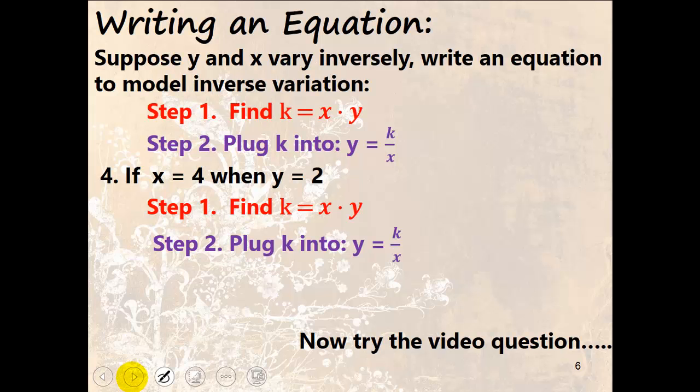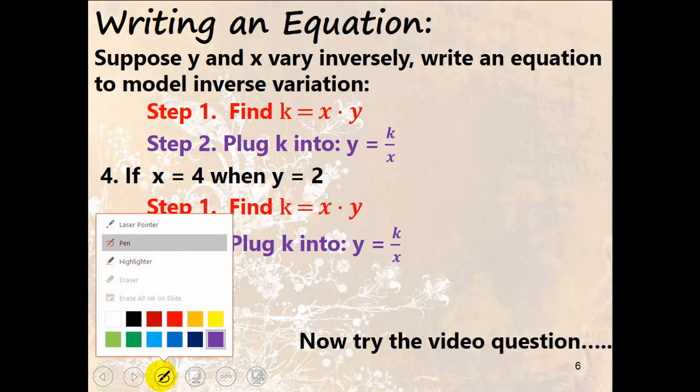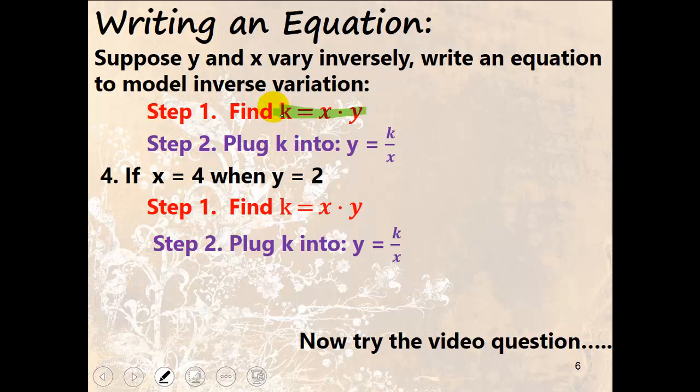So the next thing we can do with inverse variation, once we find k, is write an equation to model the inverse variation. It works the same way, you just have to choose the right relationship for k and the right relationship for the inverse variation. What you need to know for inverse variation, as we've talked about, is k is equal to x times y, and then your function is going to be y equals k over x.